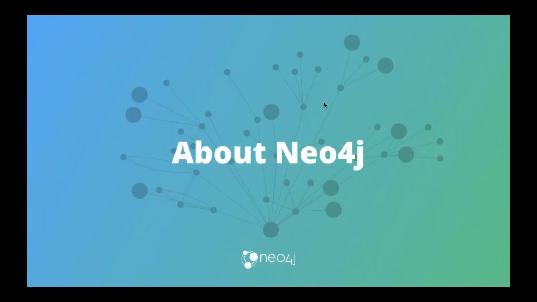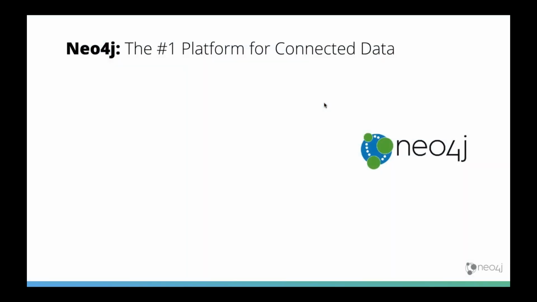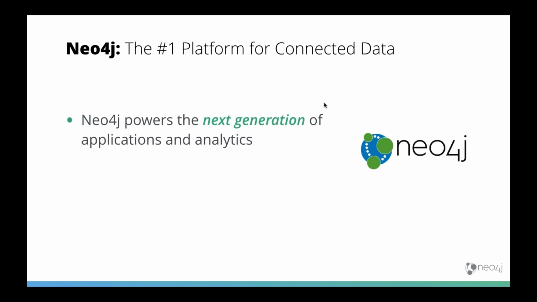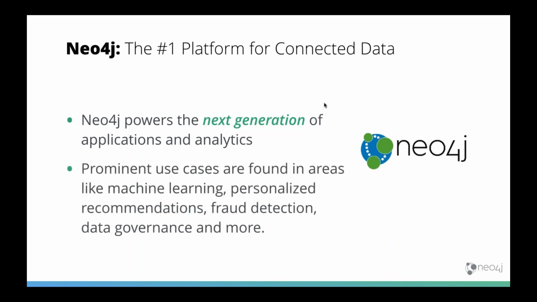So let's take a look a little bit at Neo4j itself and who we are. We are actually the number one platform for connected data. We have the highest number of users and install base out there for connected information. That really is about us being able to power these new types of applications and analytics for people. As people are trying to move beyond the way they've looked at information today, they turn to Neo4j to help them with that.